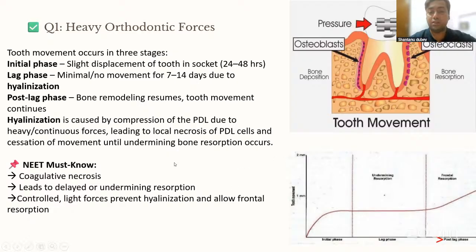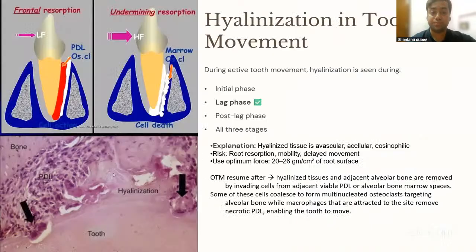So another 2 or 3 things to know: what is hyalinization? It is a type of coagulative necrosis. So this leads to delayed or undermining resorption, and if you apply controlled and light forces, you can avoid this hyalinization. Hence, there is better tooth movement. That is why it is said never to apply a huge amount of force during tooth movement.